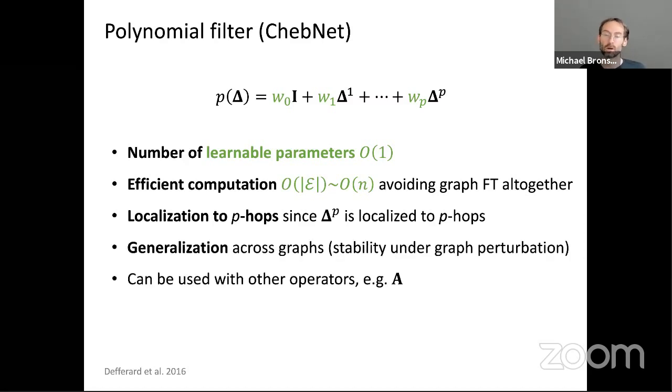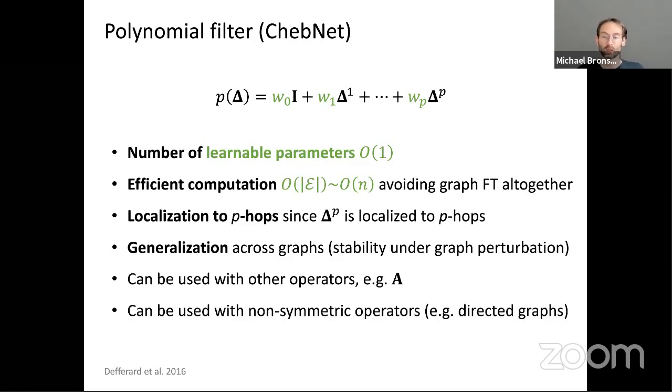We can apply it to operators that are not necessarily symmetric, because we don't need to explicitly assume that it is a symmetric matrix with orthogonal eigenvectors. And we can use it with other matrices, not necessarily Laplacians. So in graph neural networks, it is common to use some form of adjacency matrix instead.